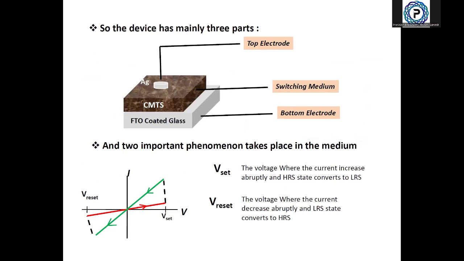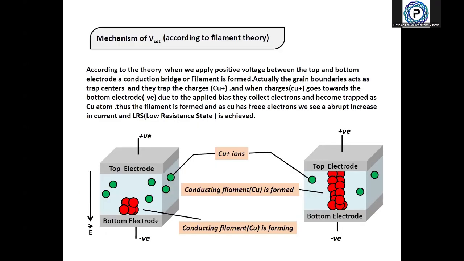Our device is mainly three parts. Number one is the top electrode, which in our case is silver. Number two is the switching medium, which in our case is CMTS. Number three is the FTO-coated glass, which is our bottom electrode. Two important phenomena take place here, the set process and the reset process. Let's talk about the mechanism of the set process.